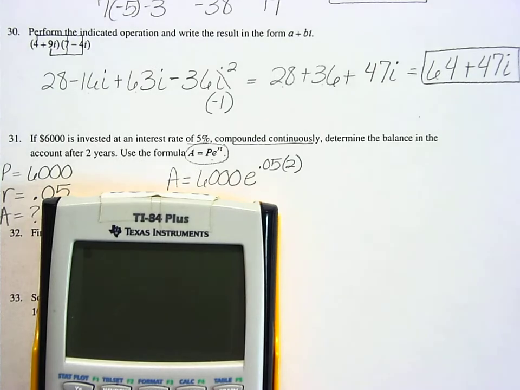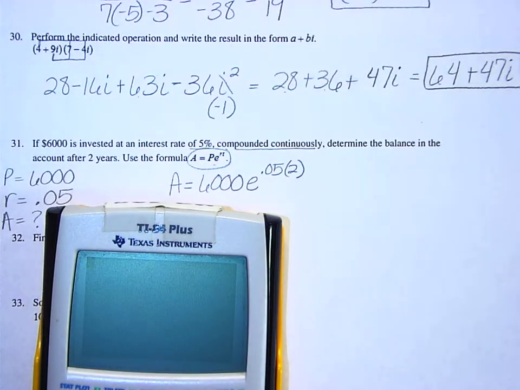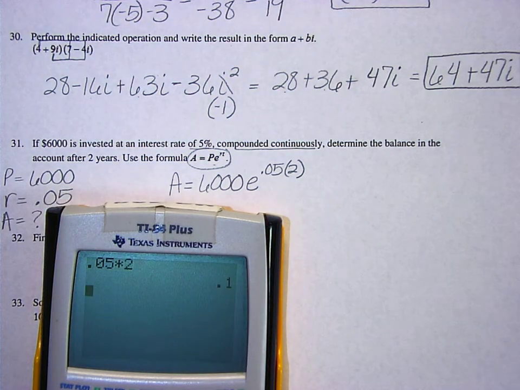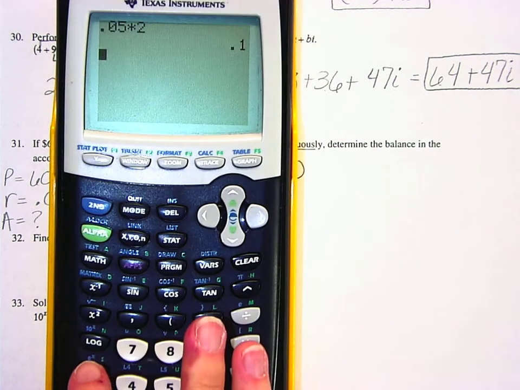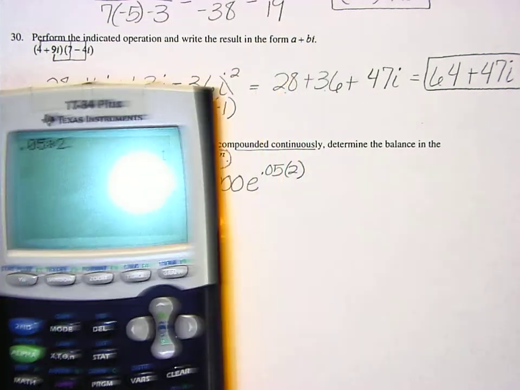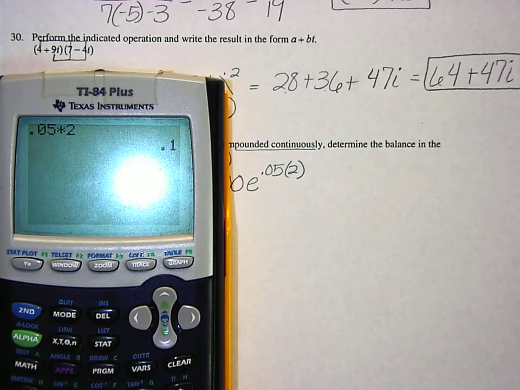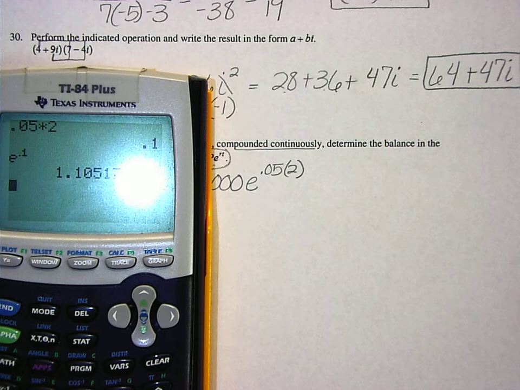So in my calculator, I'm going to put in, let's do the 0.05 times 2 first. And then e is right above the natural log button right here. So I'm going to do second e, and I'm going to raise that to the 0.1 power. And then I'm going to multiply that by my 6,000.